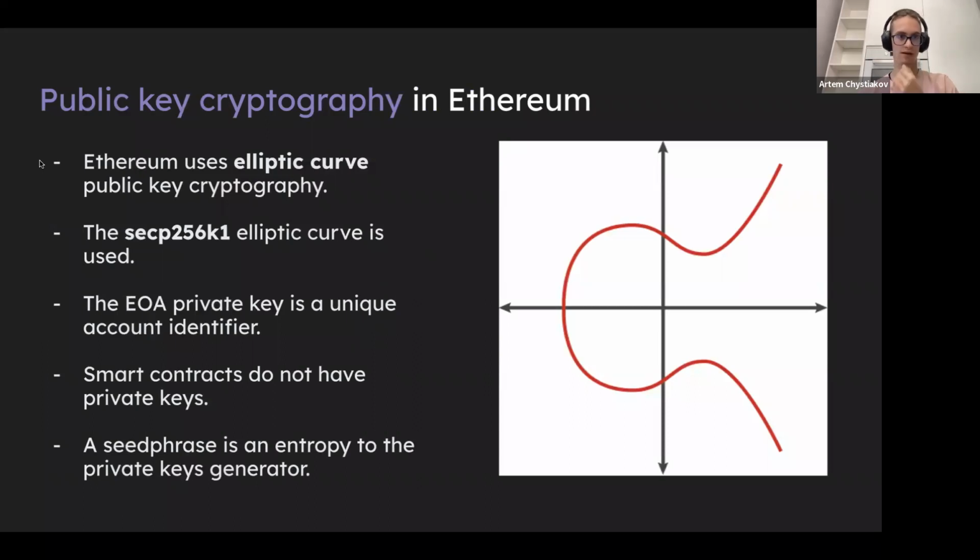So, speaking of public key cryptography in Ethereum, Ethereum uses elliptic curve public key cryptography. This is the plot of the elliptic curve that Ethereum uses. It is actually the same one that Bitcoin uses. It's just the name of this elliptic curve.